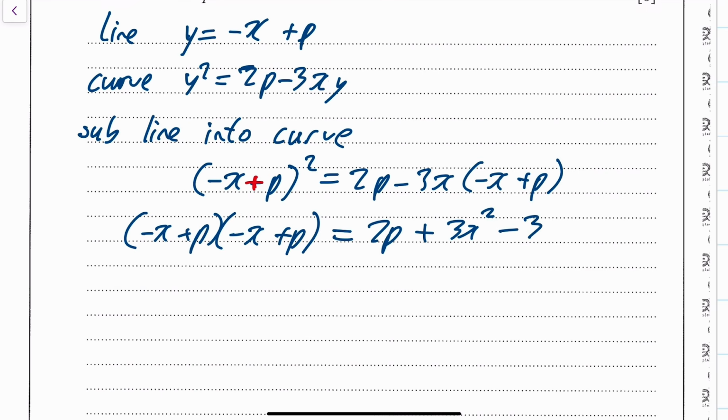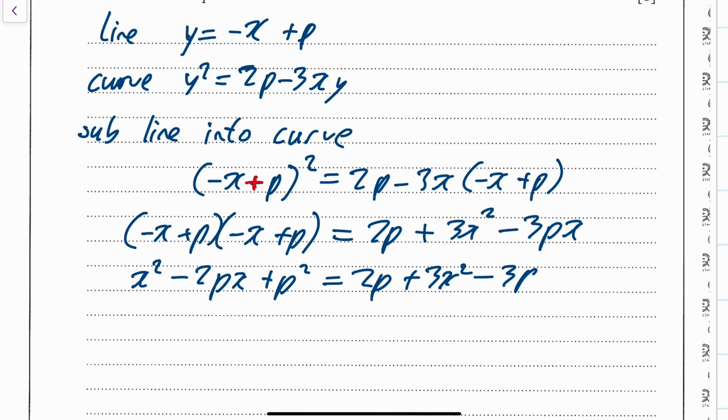squared, and then that's going to be minus 3px. Apologies, I think I missed an x there. And then on the left hand side, multiplied out, you're going to have x squared minus 2px plus p squared is equal to 2p plus 3x squared minus 3px. We'll bring it all to the right hand side. You'll have 2x squared, and then plus 2px minus 3px, that will be minus px. And then numerically, you're going to have your 2p minus p squared.